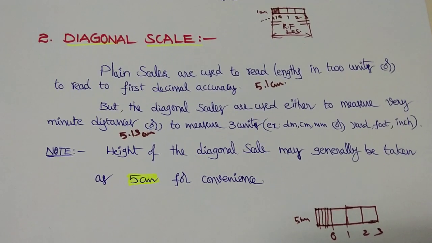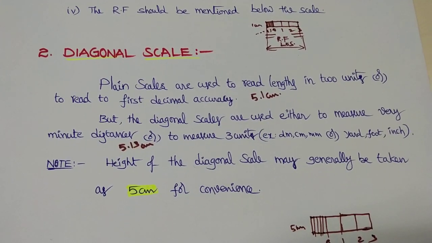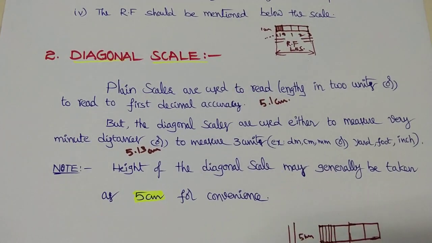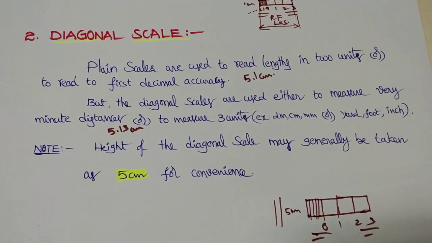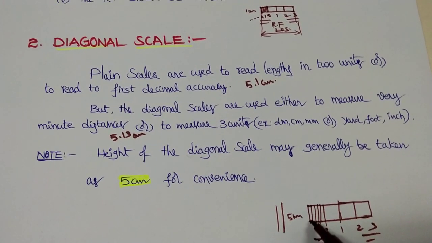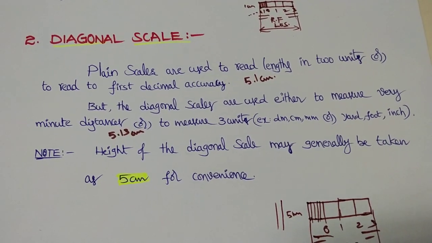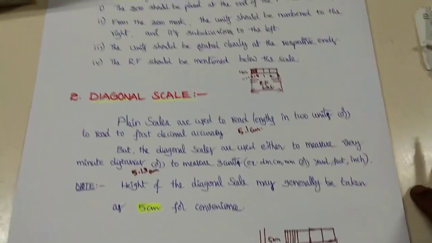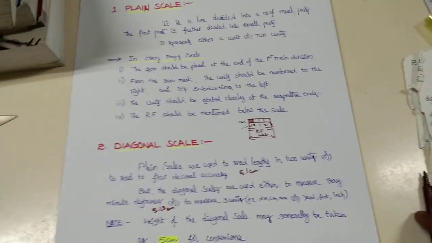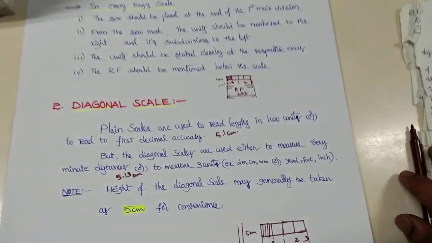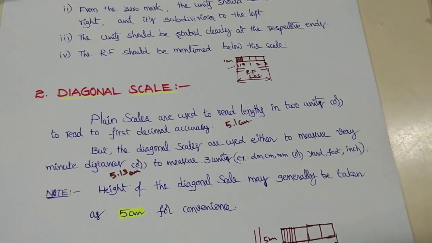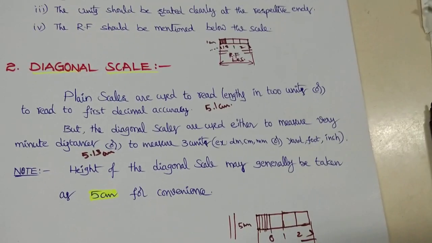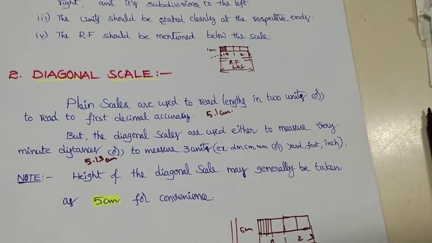After that we can show the subdivision units here, main division units here, and diagonal division units here. And here we can write the representative factor. Finally here we can show the length of the scale. So in this way we can construct a plane scale and similarly a diagonal scale. We can see the construction in the next video, so that you will get clear knowledge about this concept. Thank you.